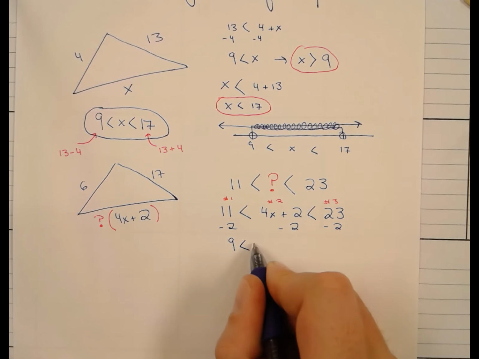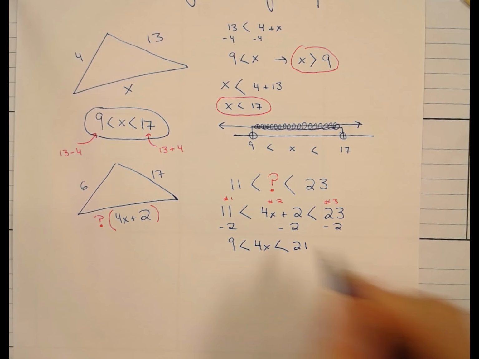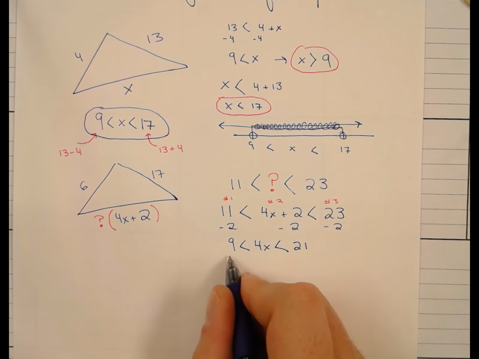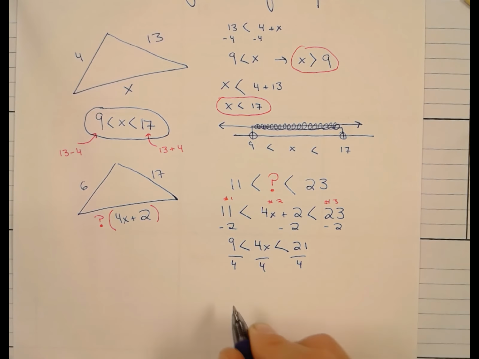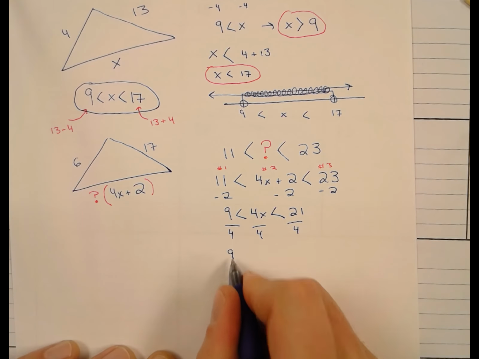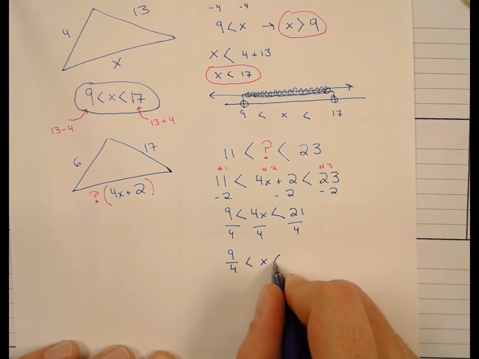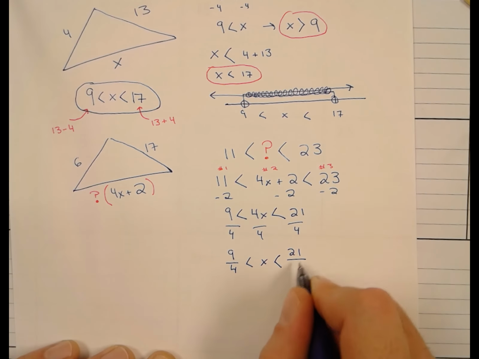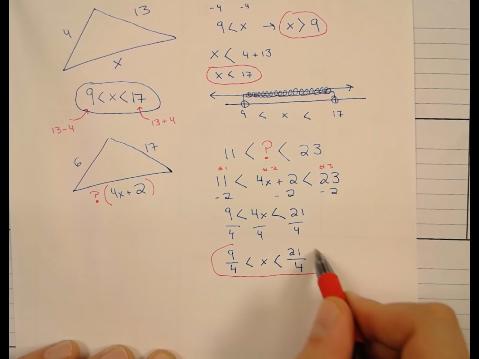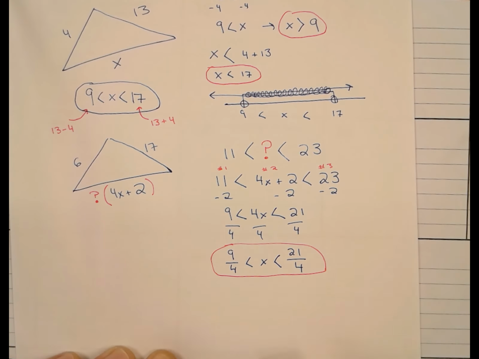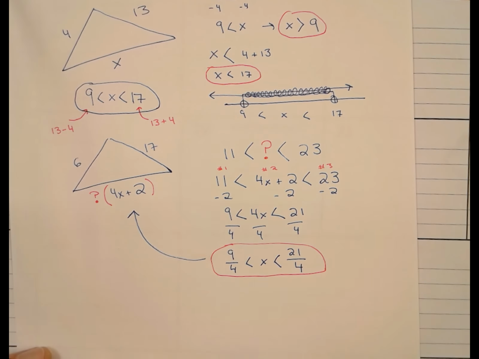9 less than 4x less than 21. And then we can divide all of the parts by 4 to get 9/4 less than x less than 21/4. And that will be the answer for the possible x values in this problem here.